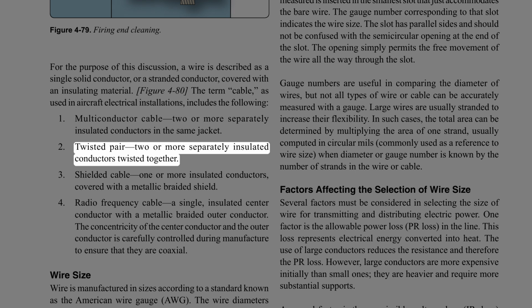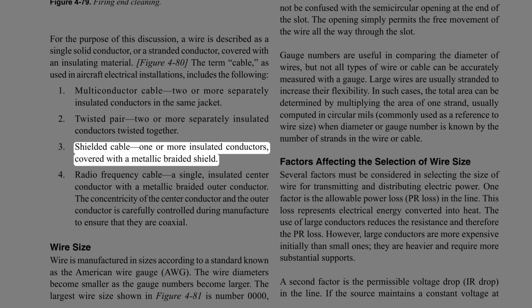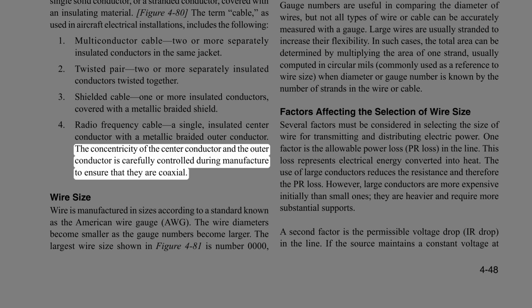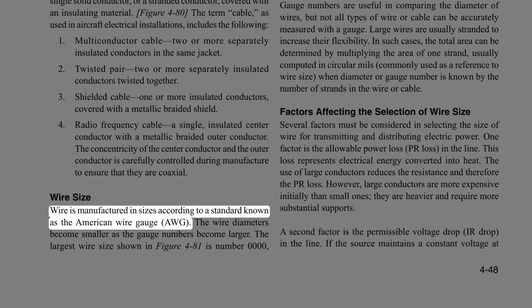Twisted pair, two or more separately insulated conductors twisted together. Shielded cable, one or more insulated conductors, covered with a metallic braided shield. Radio frequency cable, a single, insulated center conductor with a metallic braided outer conductor. The concentricity of the center conductor and the outer conductor is carefully controlled during manufacture to ensure that they are coaxial. Wire size. Wire is manufactured in sizes according to a standard known as the American Wire Gauge, AWG.